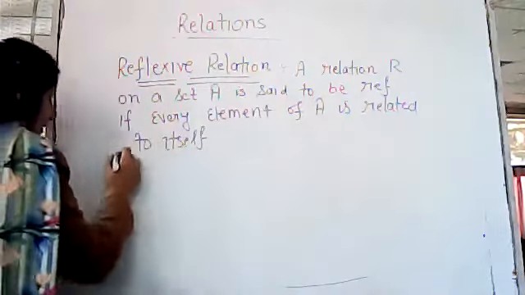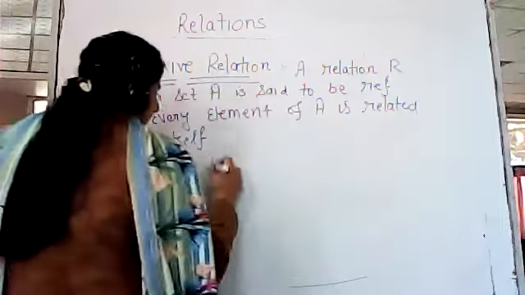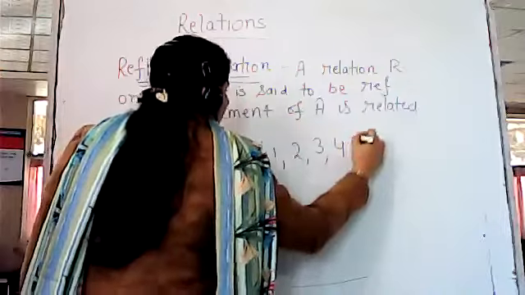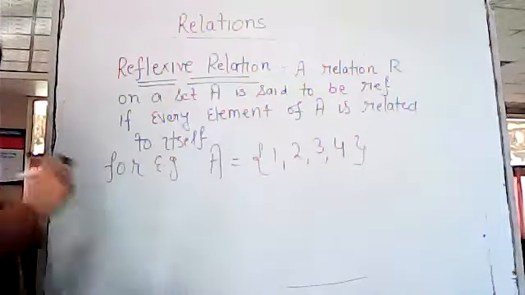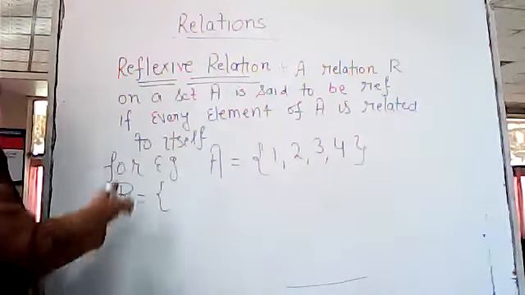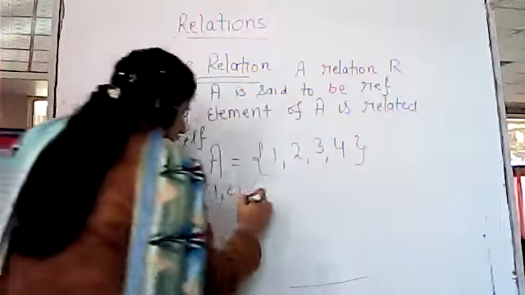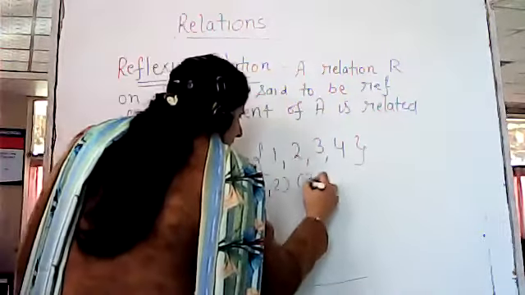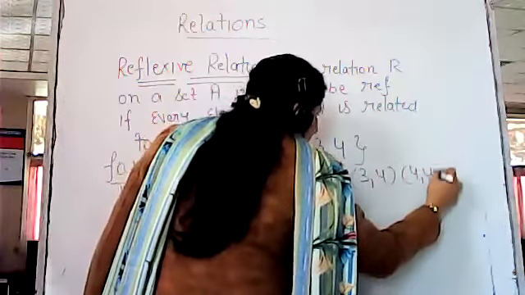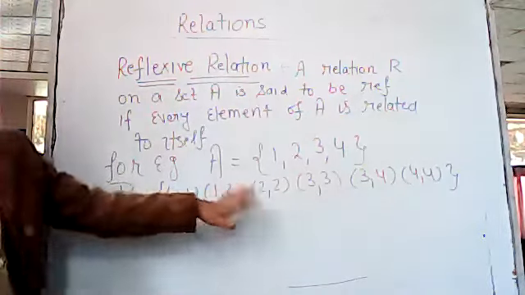Let us understand this definition with the help of an example also. Suppose we have this set, A equals {1, 2, 3, 4}. Now we are going to define a relation R for this set. Suppose I have defined this relation: (1,1), (2,2), (3,3), (4,4). This is the relation that I have defined.